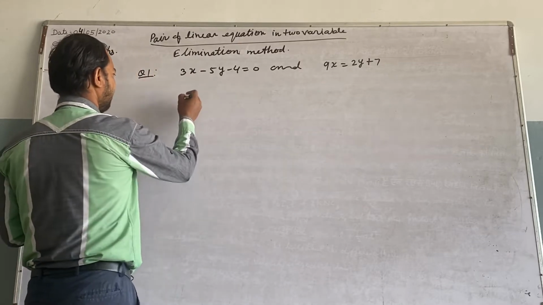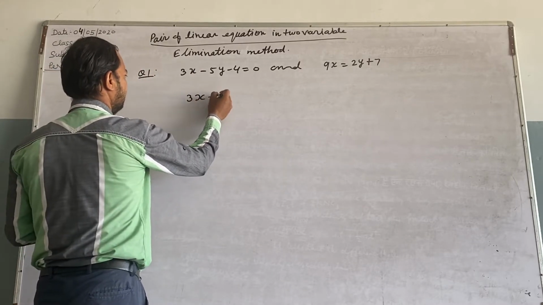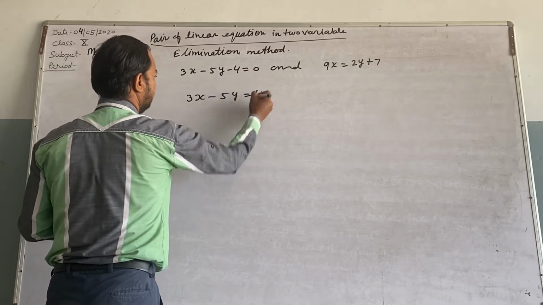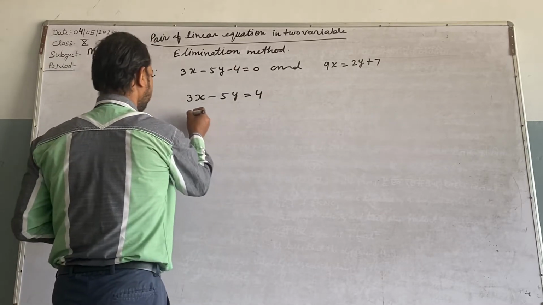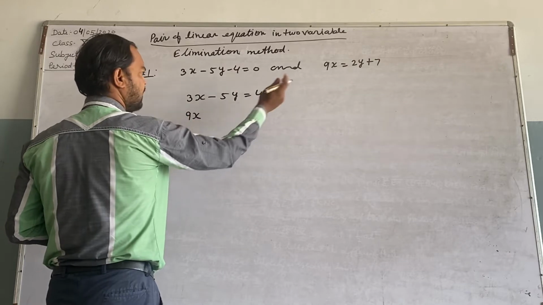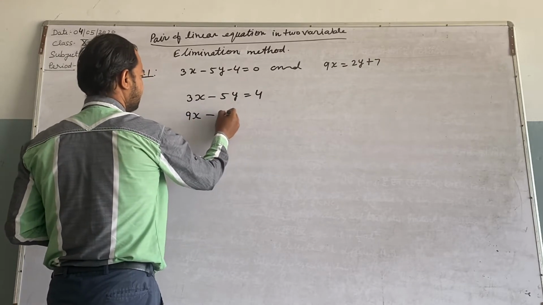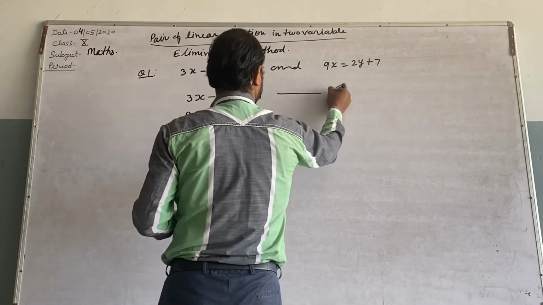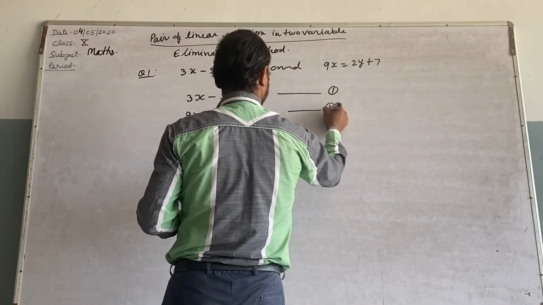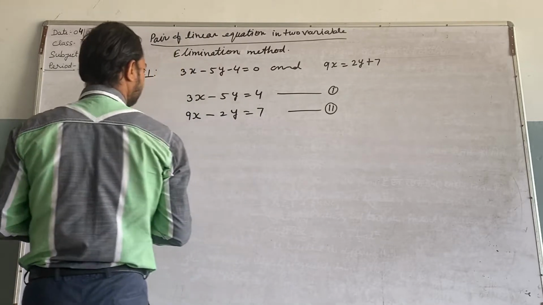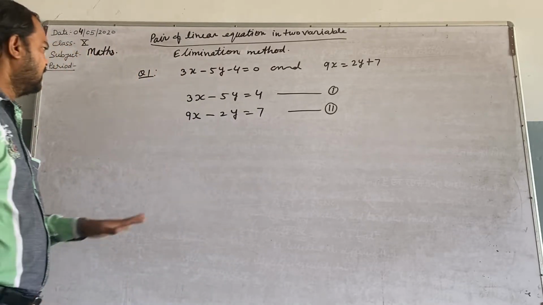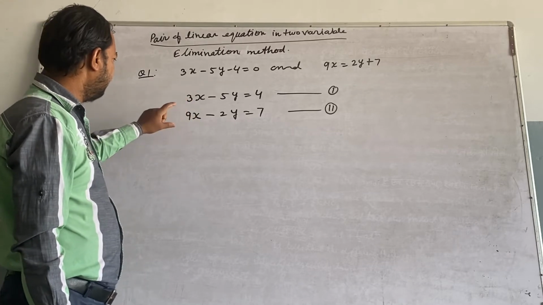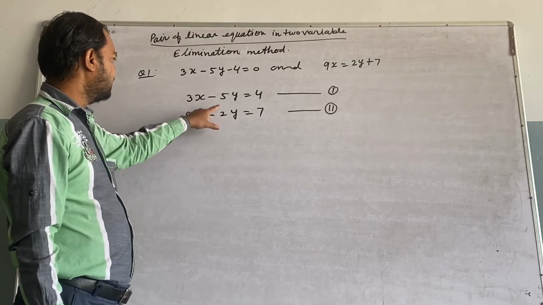That is 3x minus 5y, when you transfer 4 you get equal to 4. In this question, 9x, 2y transfer here, minus 2y equal to 7, right? First of all we will try to solve this, then I will explain the method. So in this question, see the variables x and y in both equations.